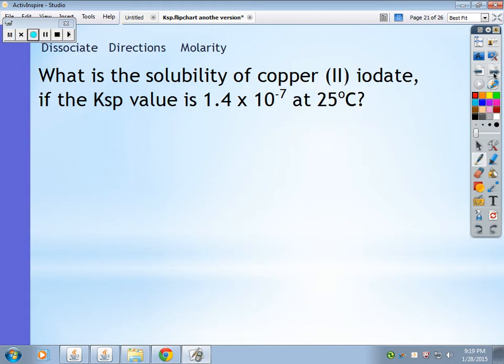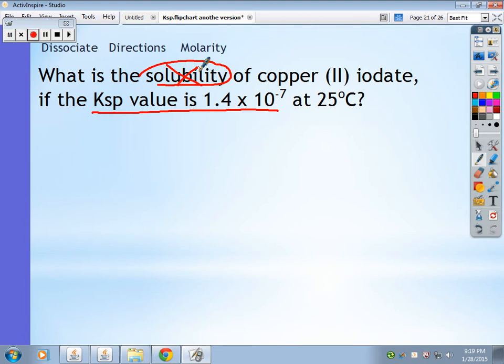All right. Third kind of problem. All right. Now, what's this problem? This gives you the Ksp value. And it asks you to find the solubility. What's another way that we can say solubility here? Molar solubility. And what does that really mean? They're trying to trick you. What are they asking you for? The molarity of copper 2 iodate.